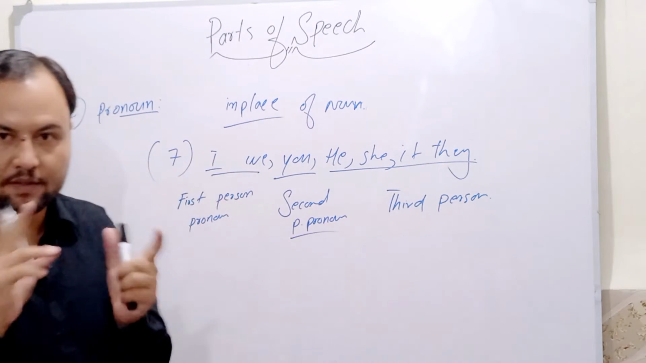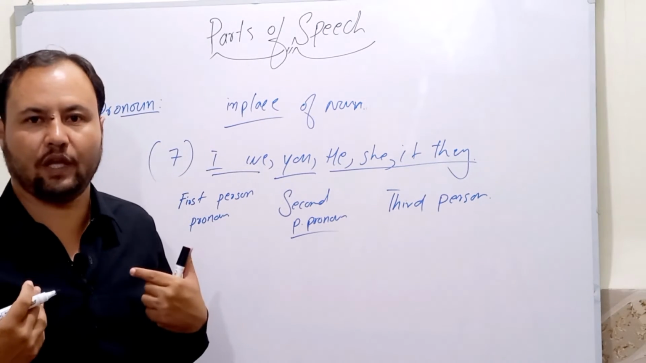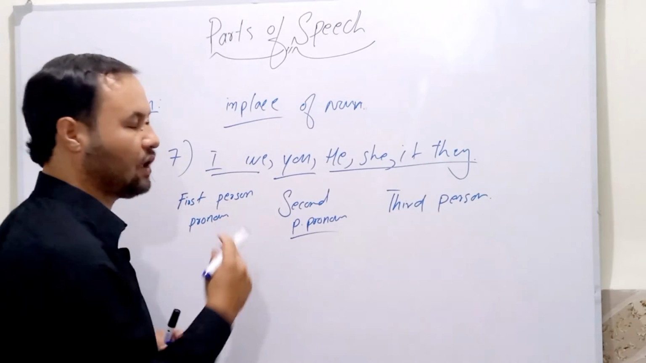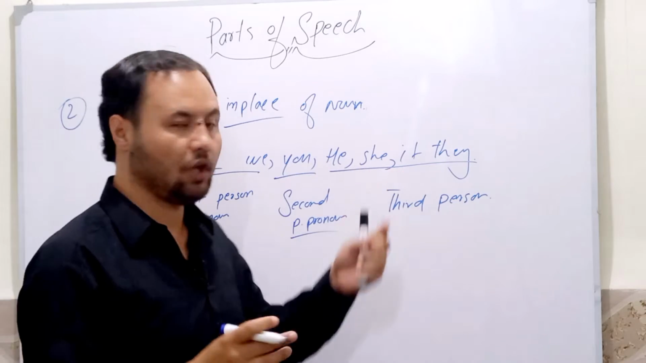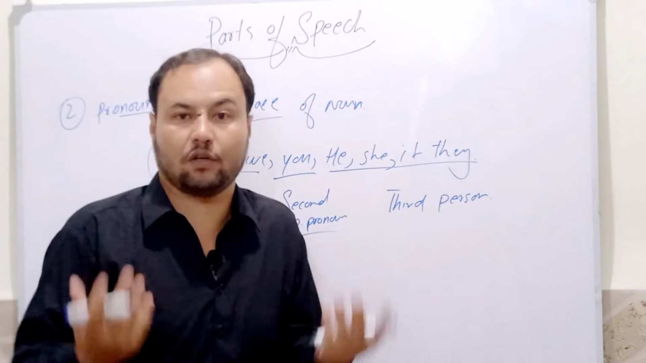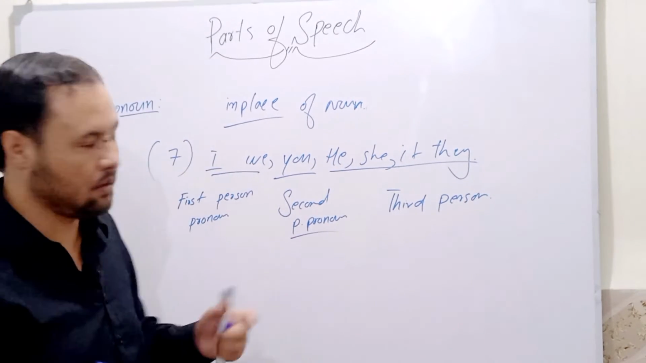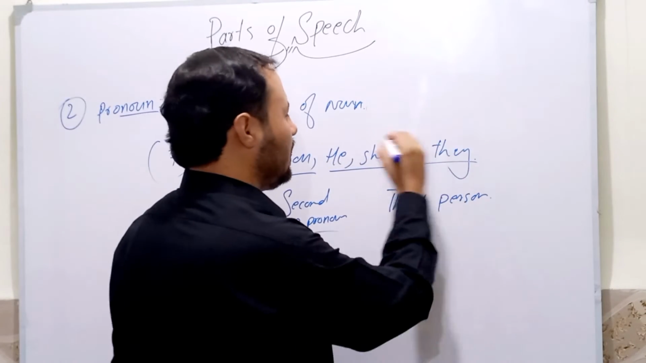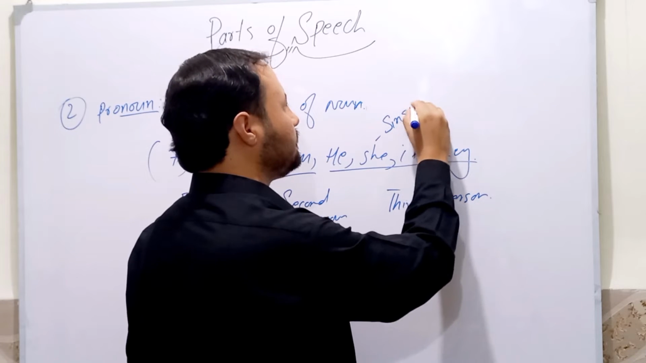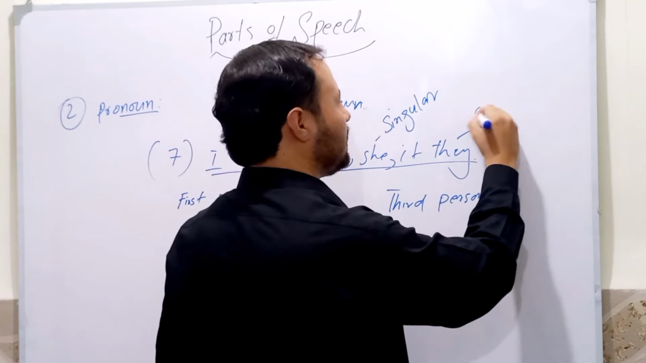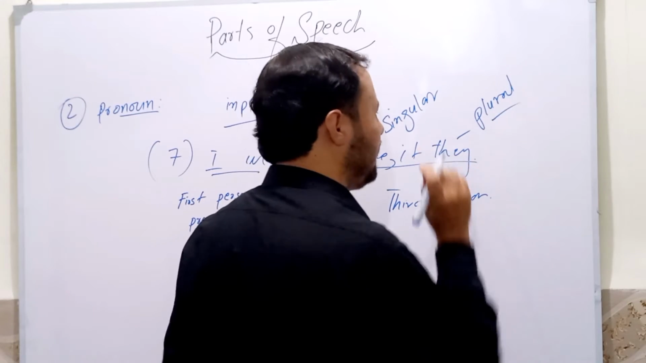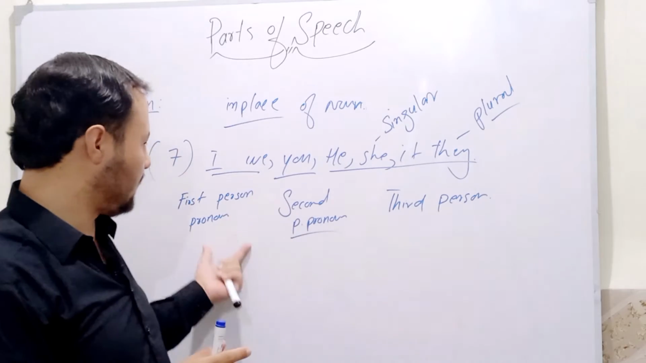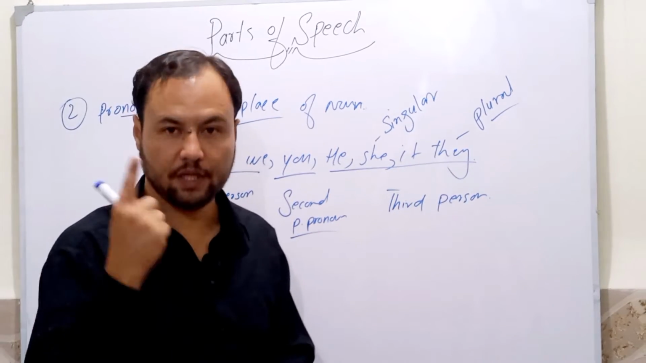So there are 3 person pronouns. First person pronouns, I and we, that is I'm talking. You is the second person, I'm talking with you. He, she, it, this is the third person, about whom we are talking. First person is I and we, second person is you, and the third person is he, she, it, and they. He, she, it are for singular, and they is plural. They we use for the plural third person. So we have first person, second person, and third person pronouns.